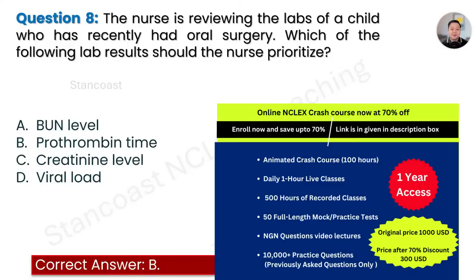Now, letter A is an incorrect option here because the BUN is primarily used to assess kidney function, unless there is a specific concern about dehydration, renal impairment maybe, or possible medication toxicity. BUN is not a priority after oral surgery. So eliminate this option. Letter C, creatinine level. This is the same as option A. Creatinine is also a marker of kidney function, and it's not routinely monitored following oral surgery unless there is a concern about nephrotoxic medications or any underlying renal condition. So you have to discard this option.